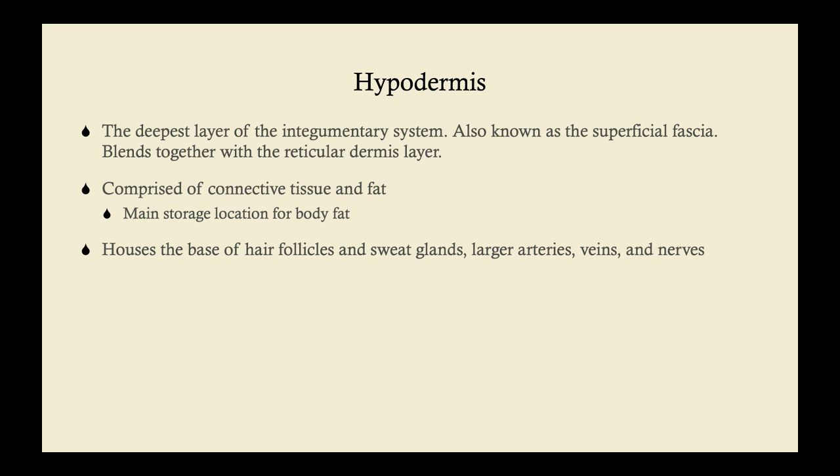The amount of fat to connective tissue really just varies based on your body composition. So bigger people are going to have more fat. That's where they store it. Whereas smaller people have relatively more connective tissue. The hypodermis houses the base of the hair follicles and the sweat glands, as well as larger arteries, veins, and nerves. Not a whole heck of a lot goes wrong in the hypodermis compared to the dermis and epidermis.